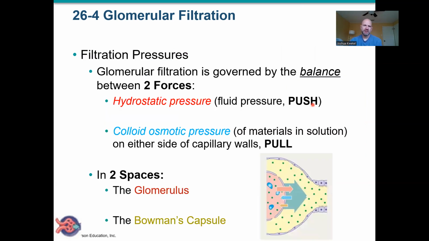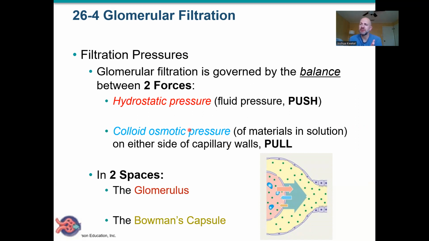All right. So filtration pressure. Again, all of this is driven by the pressure of blood pushing into the afferent arteriole. The balance of 2 forces here: you have the hydrostatic pressure, which is a push pressure, the fluid pressure, and then the colloid osmotic pressure, which is a pull pressure. This is the amount of pull of the molecules in the Bowman space. So 2 forces: the push of blood pressure and the pull of the colloid osmotic pressure.